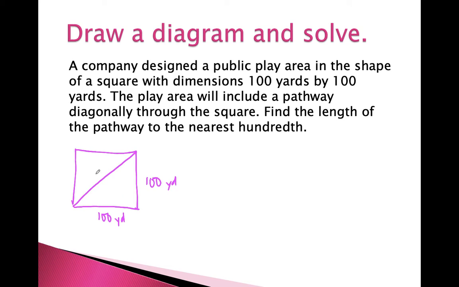So if we look at this square as split into two right triangles, we would see that the 100 and the 100 yards would represent the lengths of A and B, and then our missing path across the diagonal would be the value of C. So in our formula, that would be A squared plus B squared equals C squared. If A and B are both 100, 100 squared plus 100 squared, each of those are 10,000.